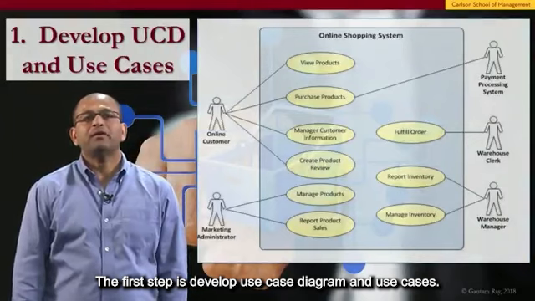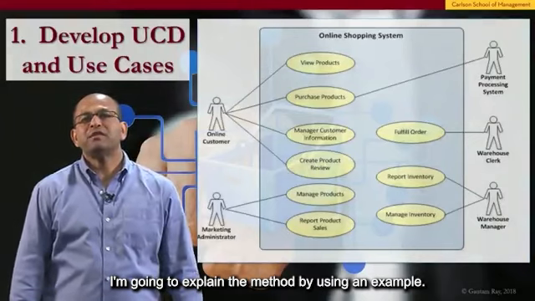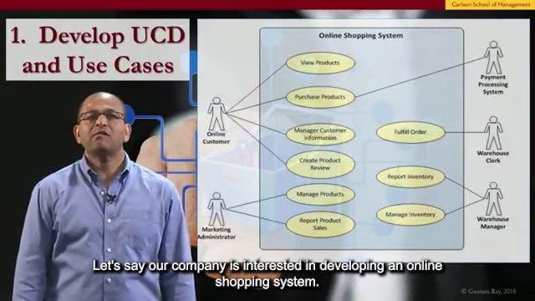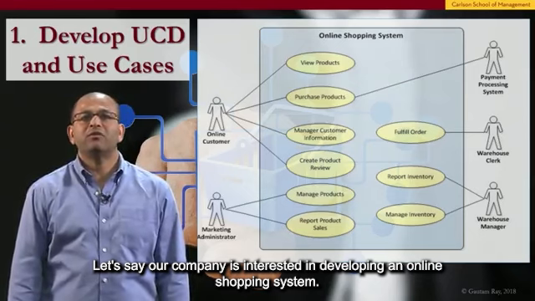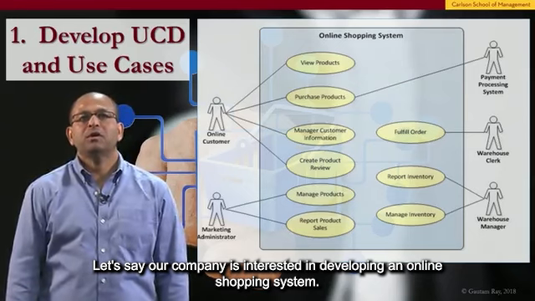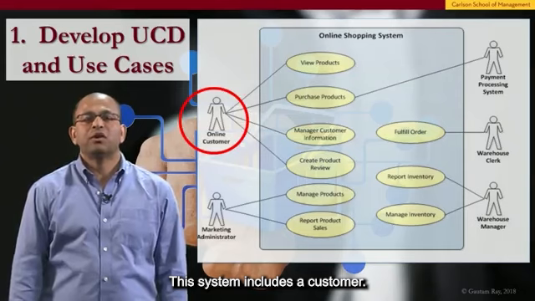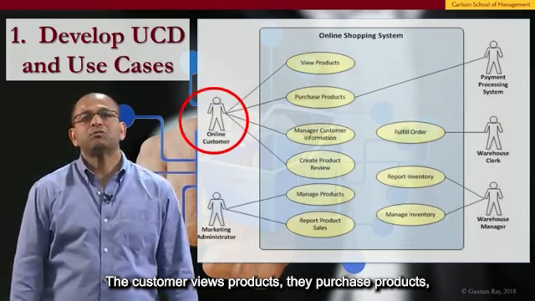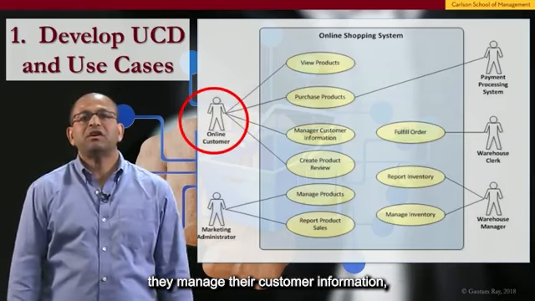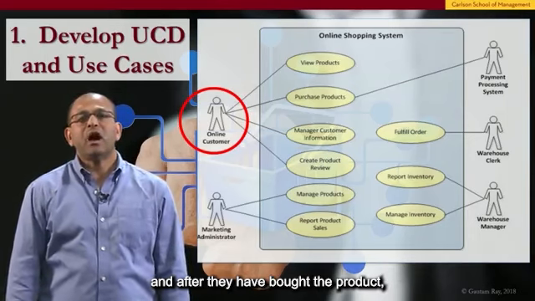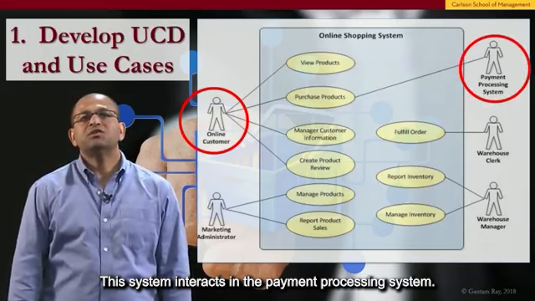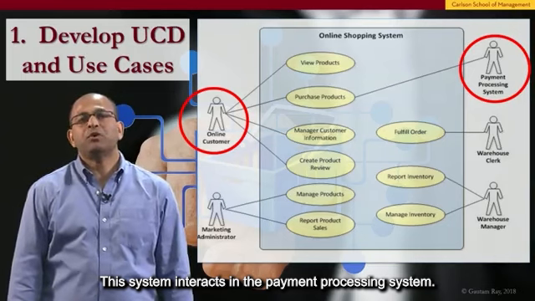The first step is develop use case diagram and use cases. I'm going to explain the method by using an example. Let's say our company is interested in developing an online shopping system. This system includes a customer. The customer views products, they purchase products, they manage their customer information, and after they have bought the product, they may write a review. This system interacts with a payment processing system.